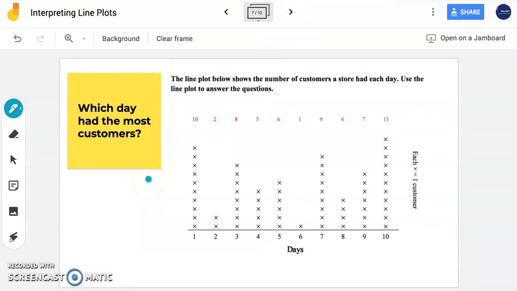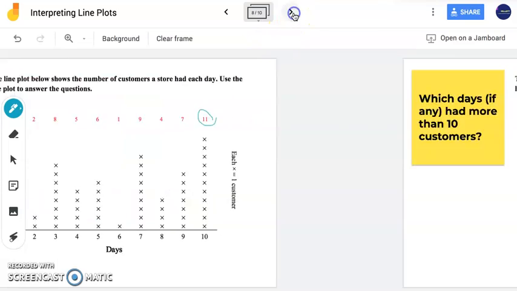Here it says which day had the most customers. So there's a few different ways you can look at this. By looking at each day, you can see which one had the most X's, representing the most customers. You can also look at the numbers that you counted above and determine which is the highest number. Now, right over here, we have 11, and notice day 10 also has the most X's. So which day had the most customers? Day 10. And that is your answer.